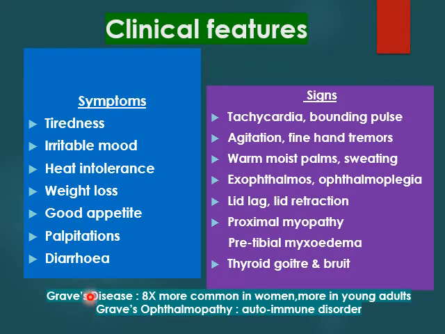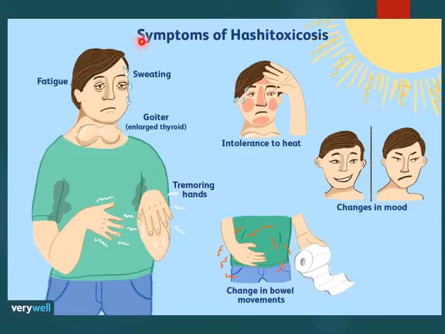Graves' disease is 8 times more common in women and more common in young adults. It is usually associated with ophthalmopathy and is due to an autoimmune disorder. These are some of the symptoms of Hashimoto's thyrotoxicosis: fatigue, sweating, enlarged goiter, tremors, intolerance to heat, changes in mood, and change in bowel movements.